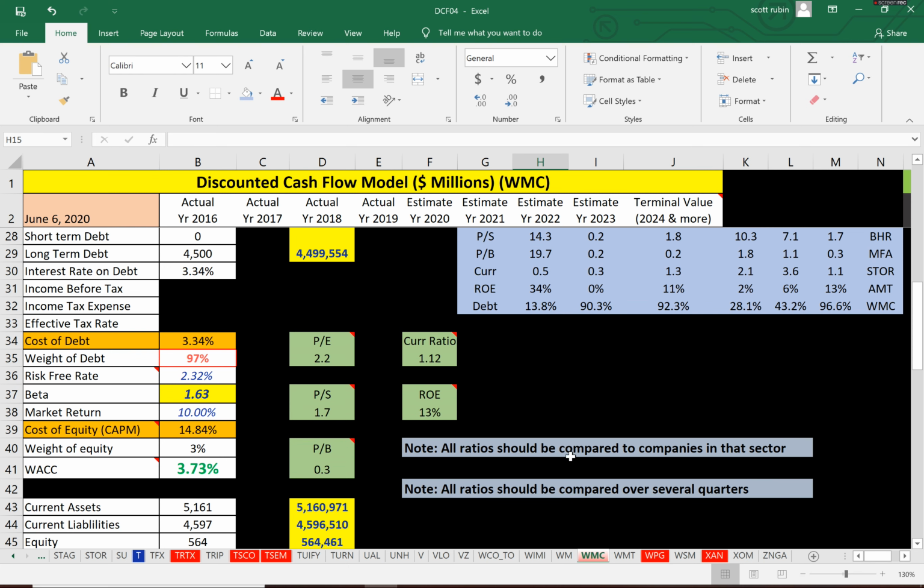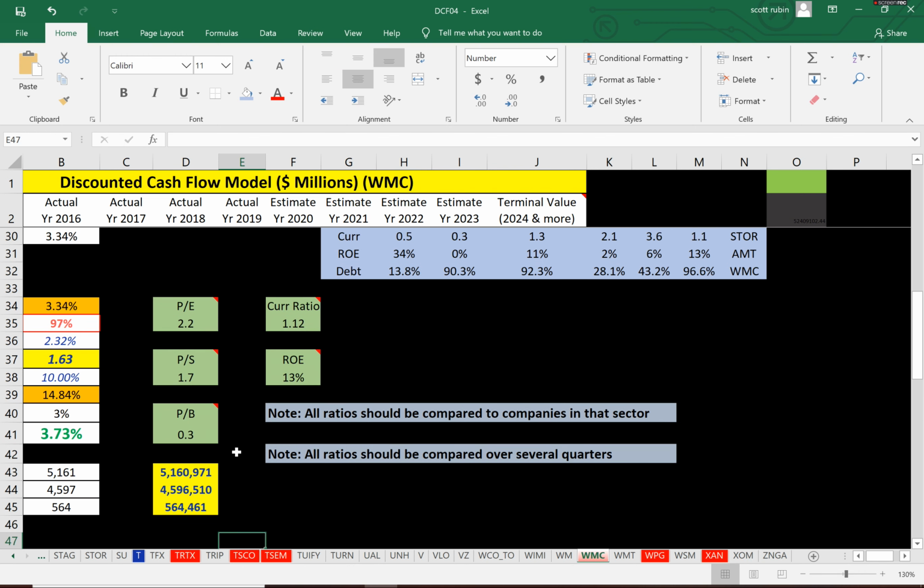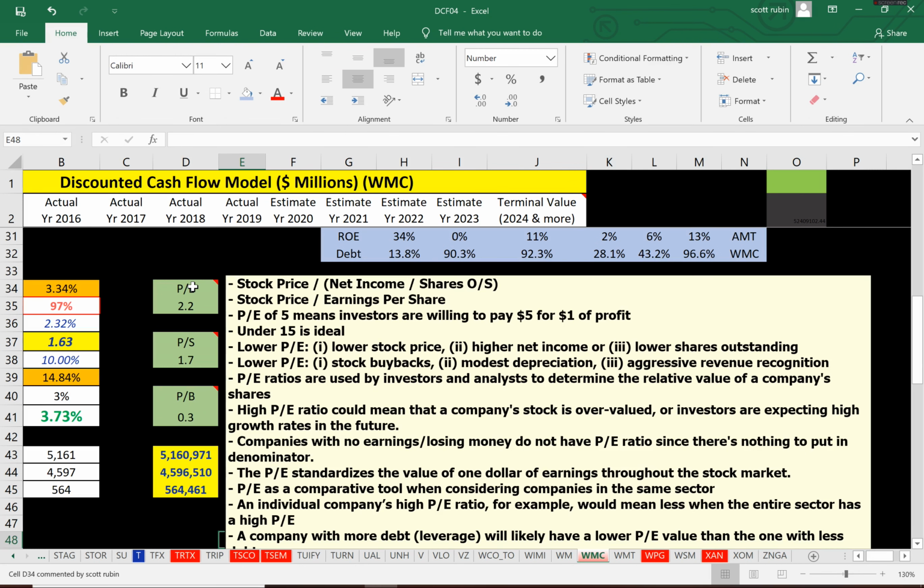And the first ratio we're going to look at is the PE ratio, the price over earnings ratio. And this is probably the most common ratio. And this is the stock price over the earnings per share. And generally you want a lower PE. That means that the stock is a good buy if it's a low PE. If it's a high PE, that may mean the stock is overvalued.